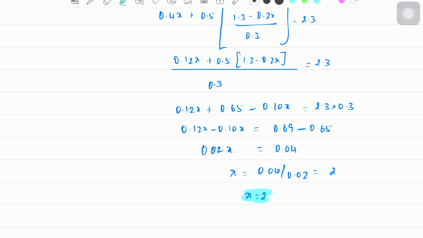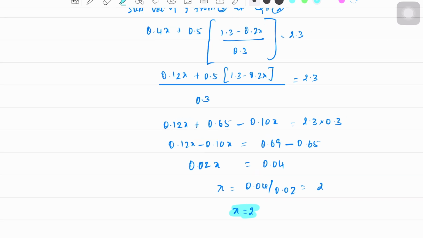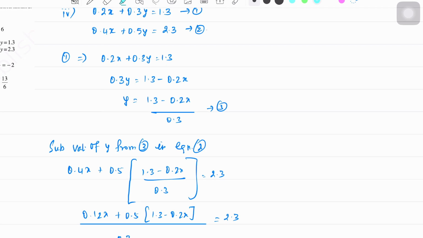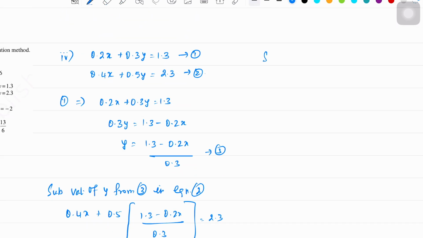Now we'll have to use this x equals 2 and we can put it in any of these equations 1, 2 or 3, and we can find the value. Now let's put it in 3. So substituting x equals 2 in 3, we can get y equals (1.3 minus 0.2 times 2), because for x we are substituting value 2, whole divided by 0.3.